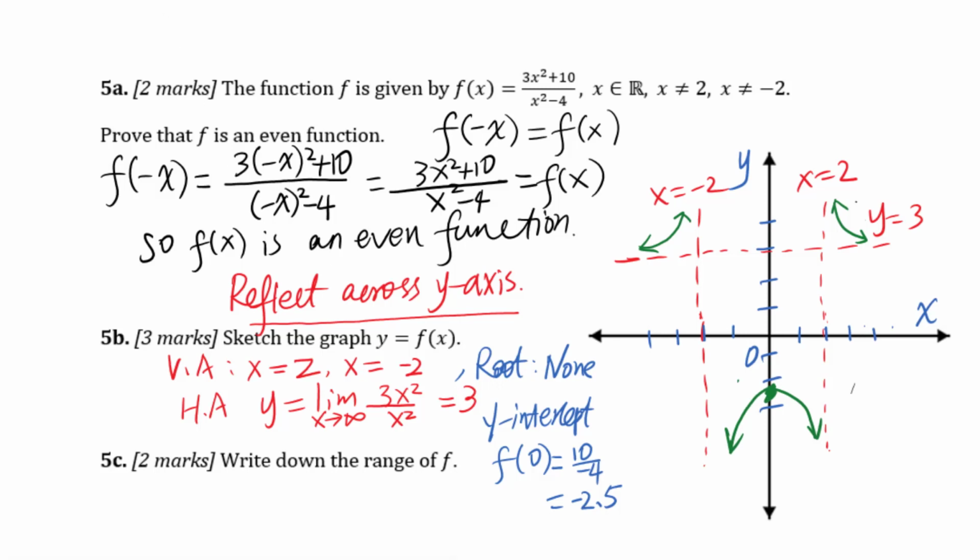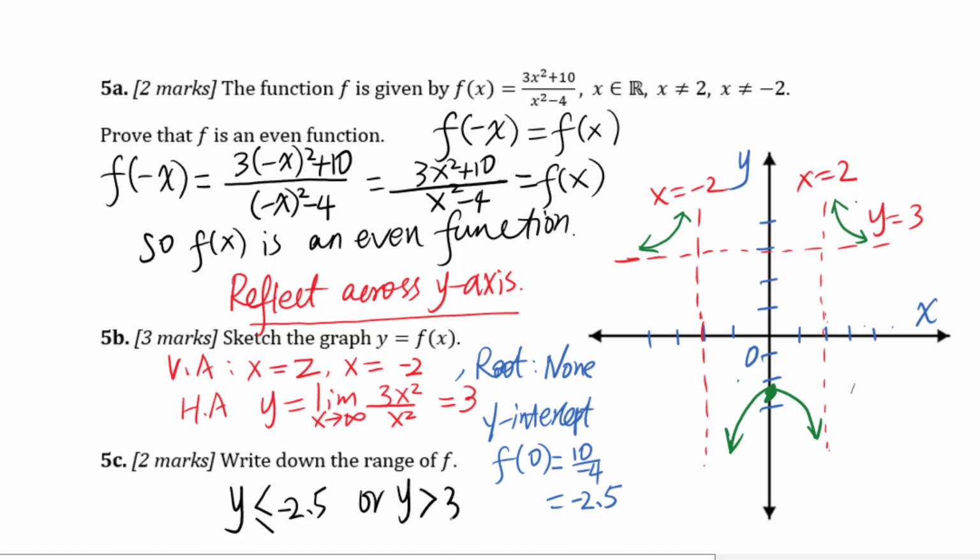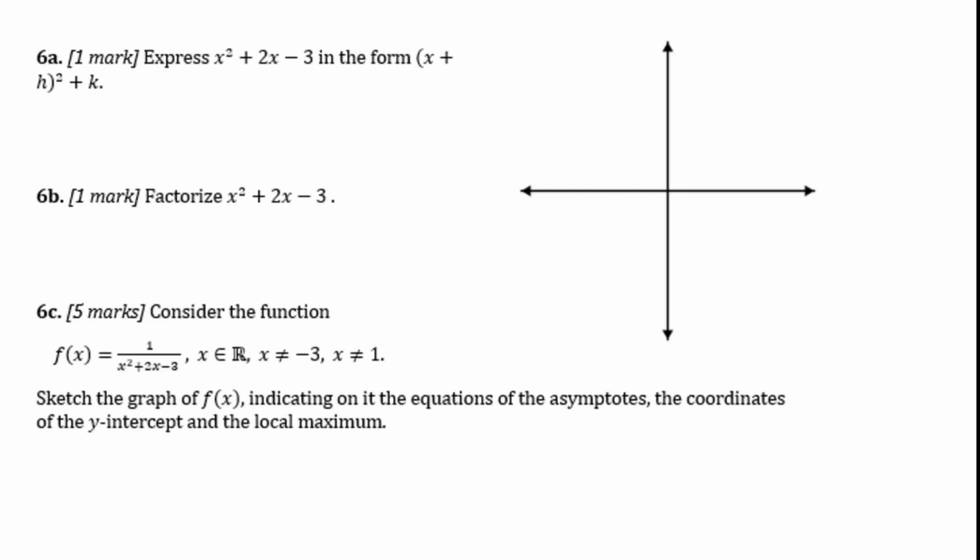For 5c, write down the range of f. From the graph we sketched, we could say y less than or equal to negative 2.5 or y greater than 3. Let's go to 6a. Express x squared plus 2x minus 3 in the form (x plus h) squared plus k. We have a equals 1, b equals 2, c equals negative 3.